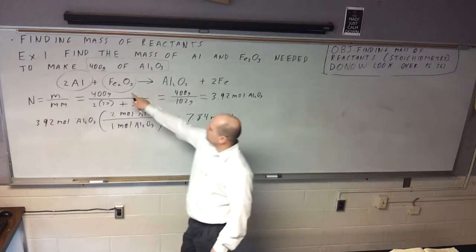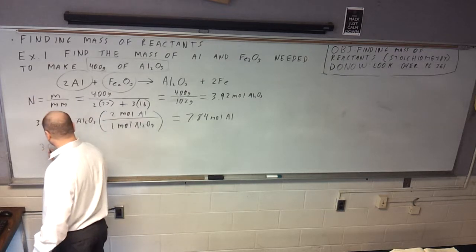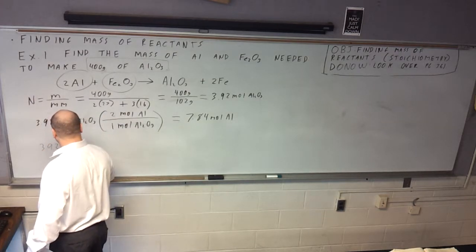All right, so we got number of moles of aluminum. We got to do the same thing for iron oxide. So again, 3.92 moles of aluminum oxide.